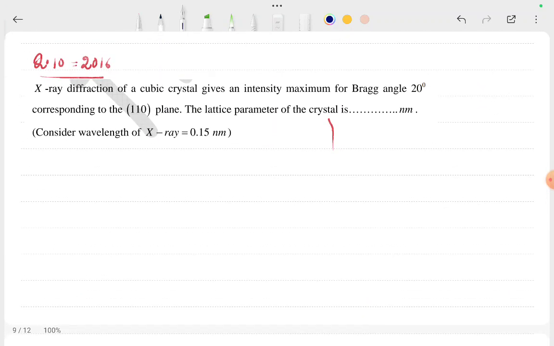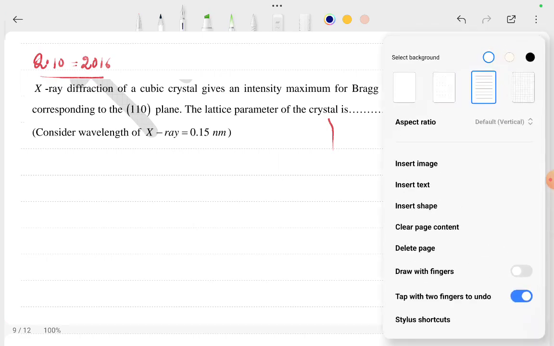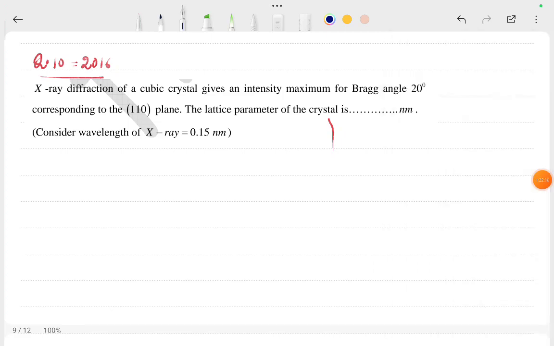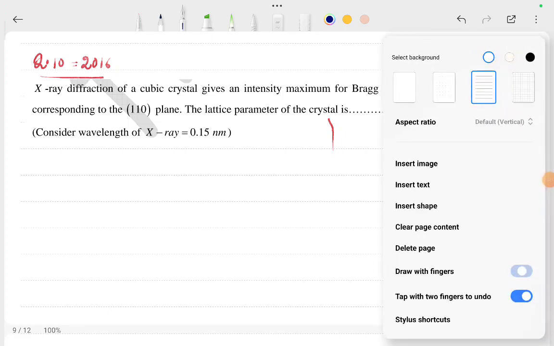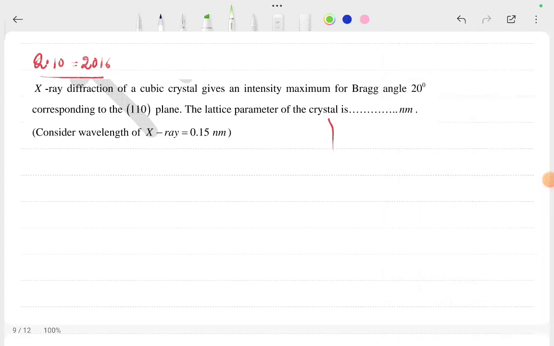Yeah, this is question number 10. They asked in 2016. The question is X-ray diffraction of cubic crystals. It's very easy. Given the intensity maximum at Bragg's angle of 20 degrees, that means theta B, corresponding to the 110 planes.